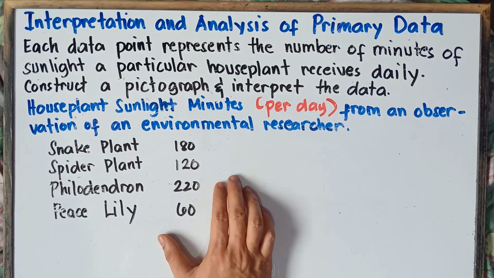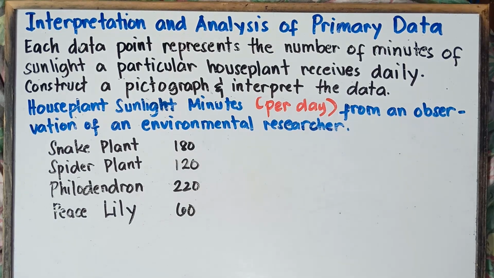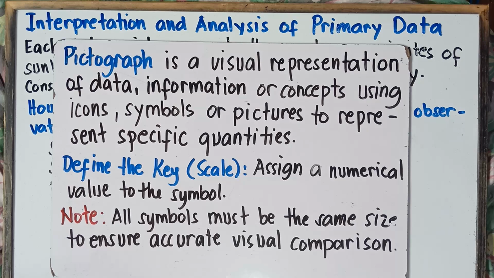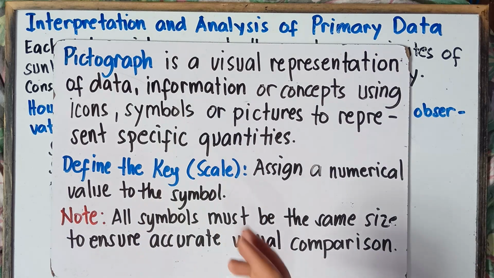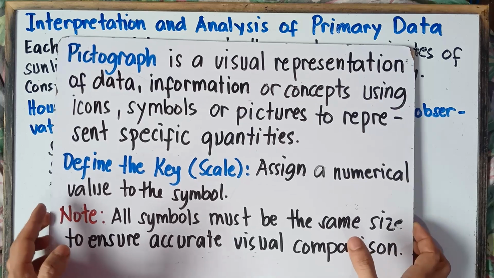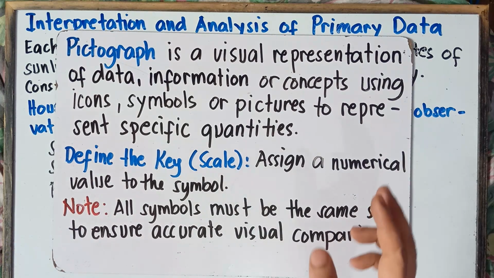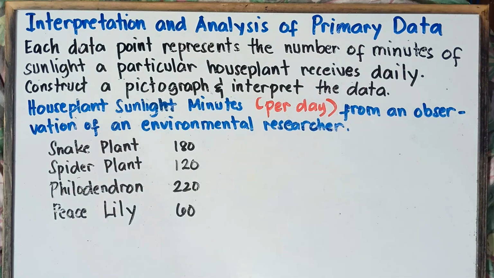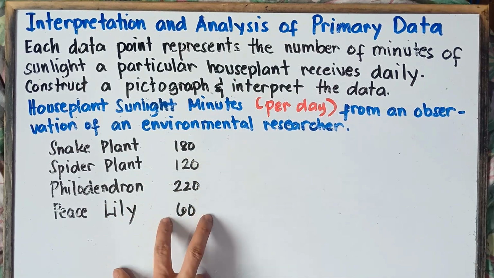Now, before we construct a pictogram, class, we need to define first what a pictogram is. A pictogram is a visual representation of data, information, or concepts using icons, symbols, or pictures to represent specific quantities. If you are using a pictogram, you need to define the scale. You need to assign a numerical value to the symbol. For example, in our given data, we have 180 minutes, 120 minutes, 220 minutes, and 60 minutes.